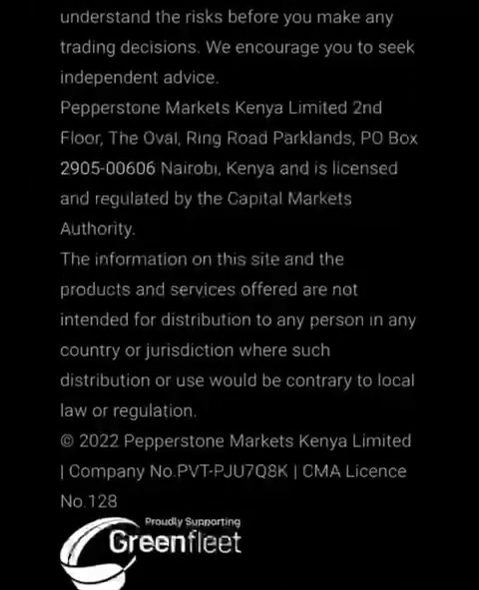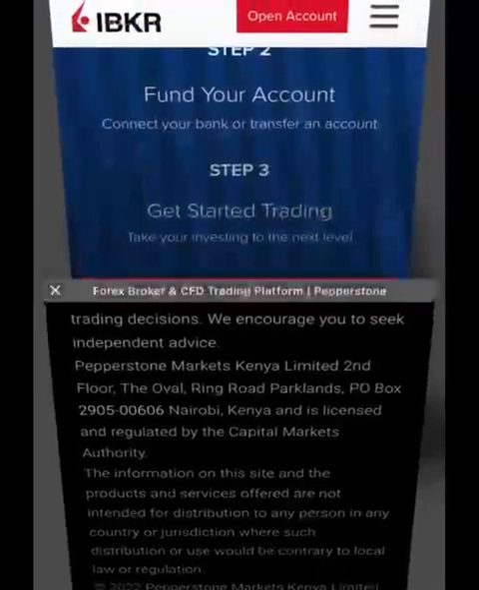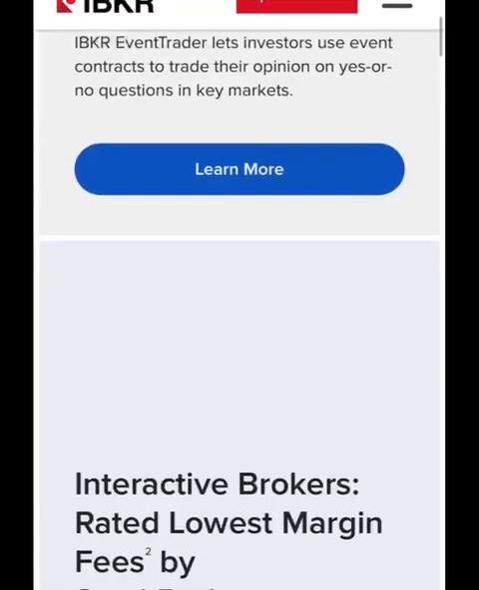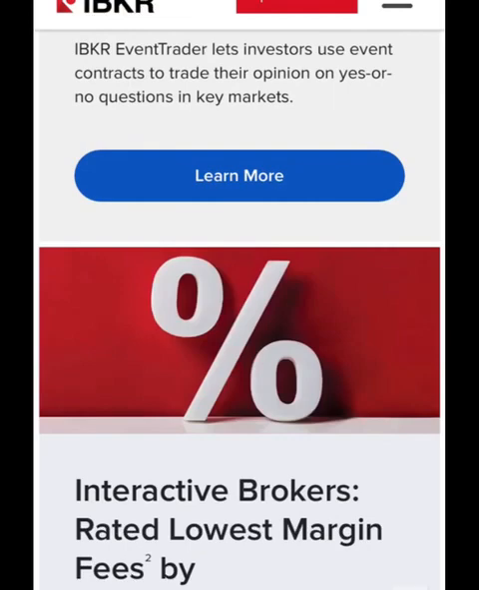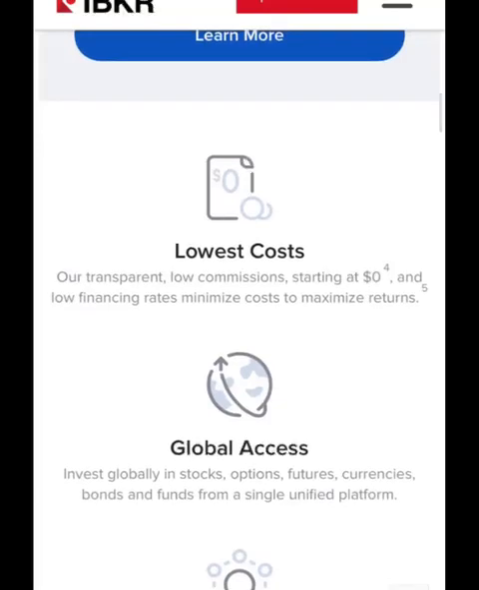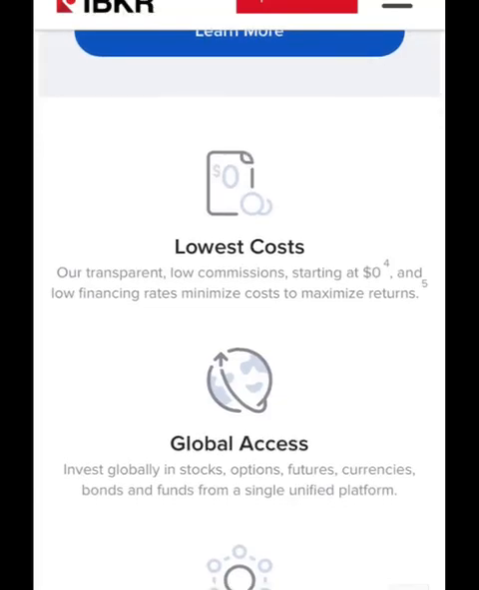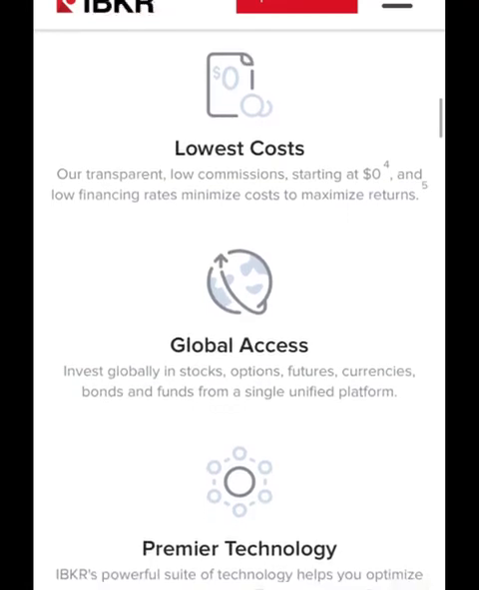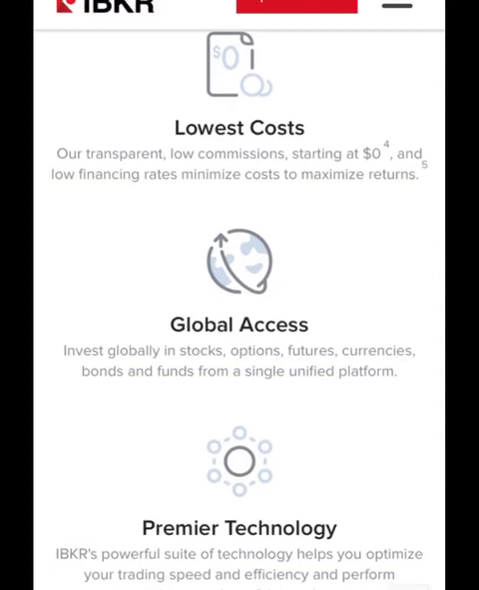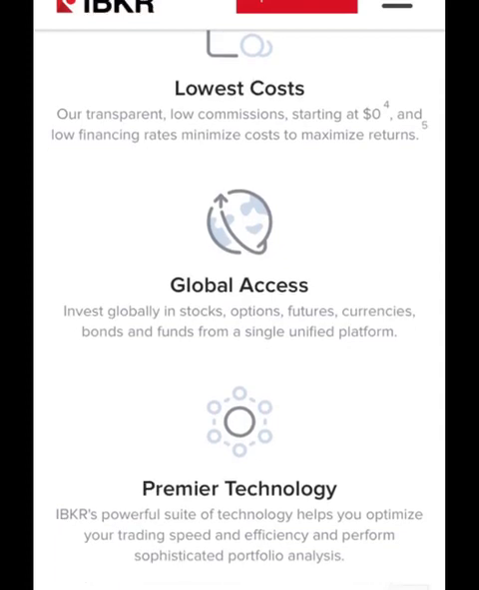Okay, so let's quickly go over to the IBKR market, so I can give you a quick review about their website. Okay, so IBKR is actually a trading platform in which you can invest your money and earn back your percent in return. Okay, so this site has a low minimum amount. They have the lowest cost on the market in which you can start, and they give you access to global stocks, options, futures, currencies, bonds, and funds from a single unified platform.